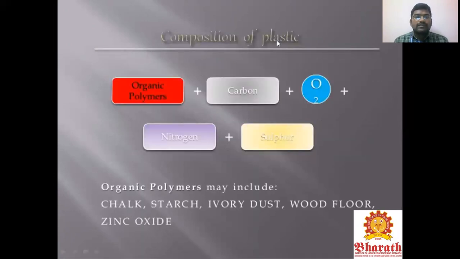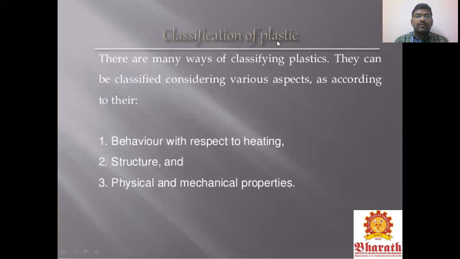The composition of plastic: you get organic polymers plus carbon plus oxygen plus nitrogen plus sulfur. This is the combination of plastic. The organic polymers may include chalk, starch, ivory dust, wood flour, and zinc oxide. There are different types of classification of plastics.